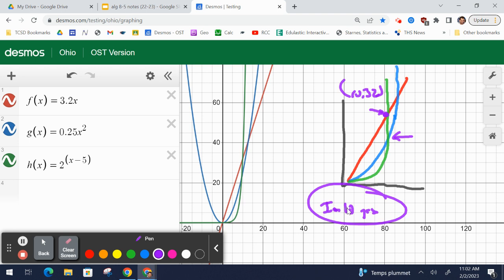Okay. So again, no matter what you take away from this example here, always remember that an exponential graph is going to grow the fastest when compared to a linear or a quadratic.